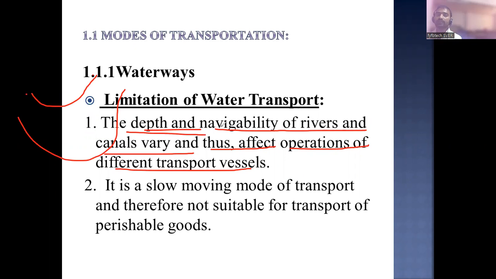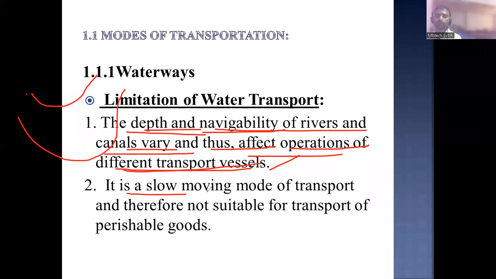The depth and navigability of the rivers and canals vary. When the depth varies, that affects the operation of the different transportation vessels. Vessels means ships of different size and shape. Ships are not all the same size. Sizes are changing. So the depth and navigability of the rivers and canals vary, and thus affect the operation of the different transport vessels.